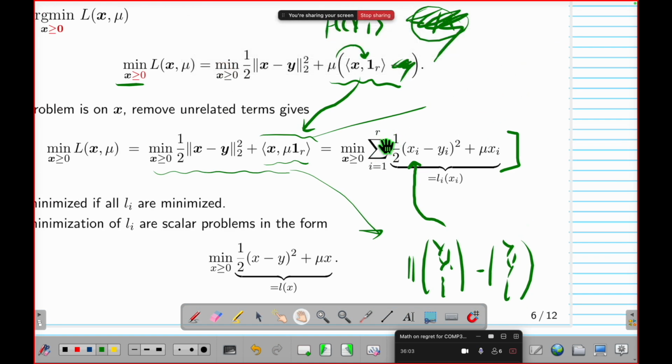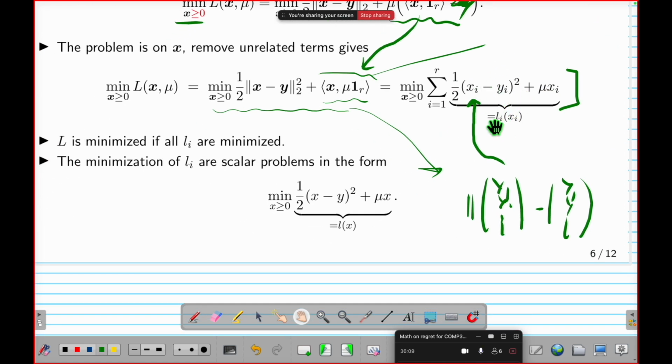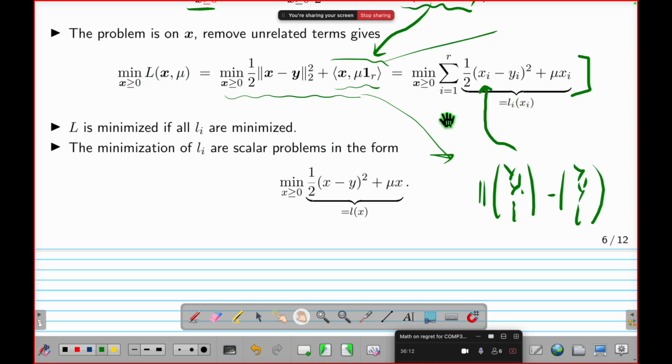And the summation side I put out. So I have this thing. So what the heck is this thing? This is a bunch of small l. So this is a big L. Big L is a bunch of small l added together.